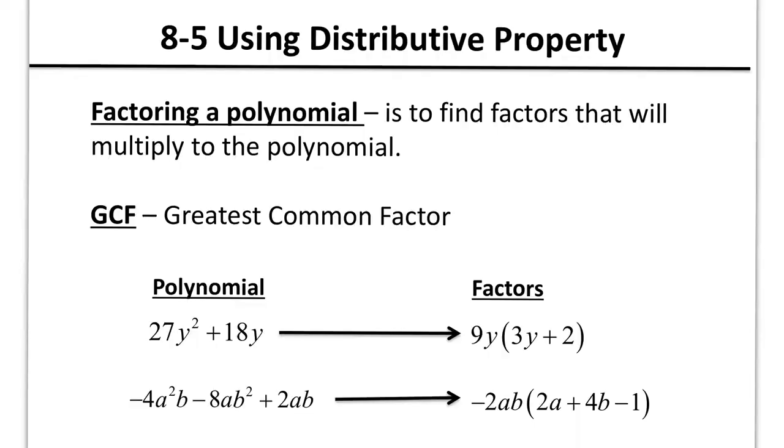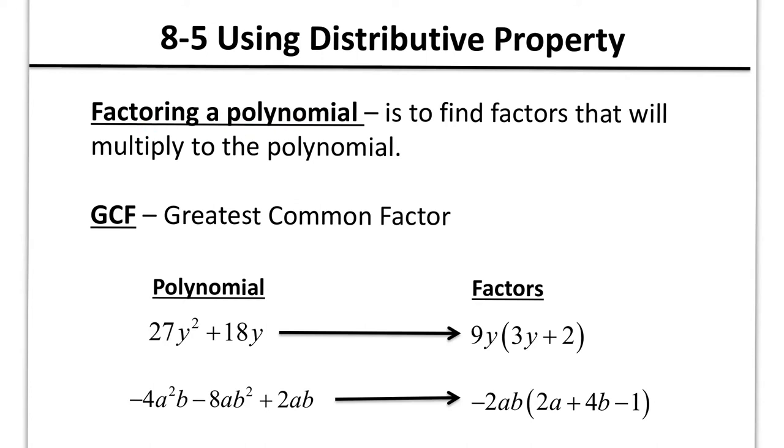Hey, what's up guys? This video is for section 8.5, which is using the distributive property, but we are actually going to do the opposite of the distributive property, or you can say we are going to undo this property. Now, when we undo or do the opposite of the distributive property, it is called factoring a polynomial. So let's look at that definition first of all.